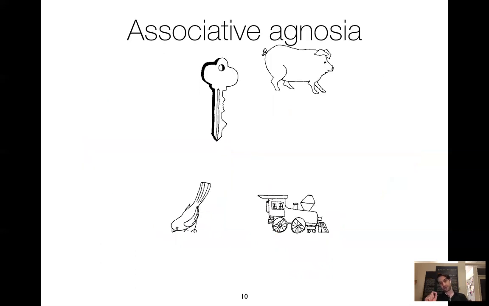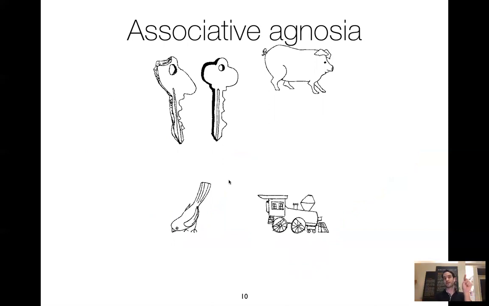Because what differentiates an associative and an aperceptive agnosic is that if you show, for example, a person with associative agnosia a picture of a key, they can draw a key just fine. They have no problem with it. Probably the limits of their drawing abilities are more about their drawing abilities rather than their perceptual abilities.